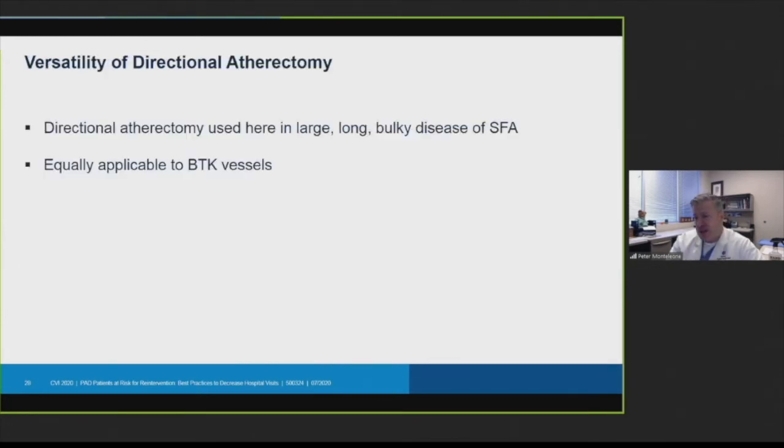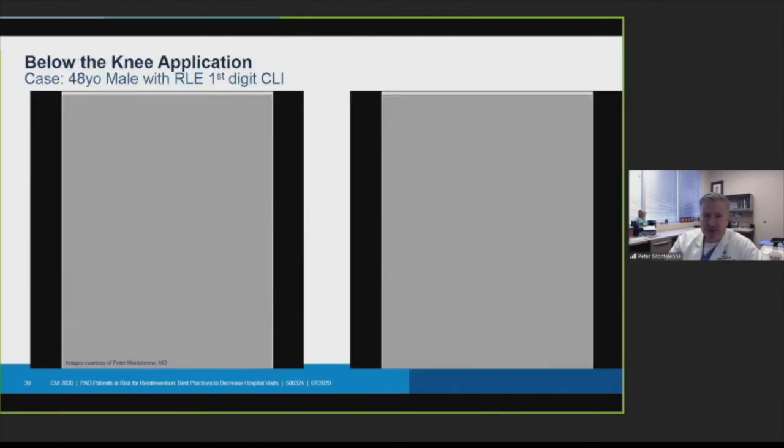Now, directional atherectomy is versatile. We just looked at a 28 millimeter SFA CTO, but directional atherectomy is equally applicable to below knee vessels. And briefly, this was a 48-year-old male who came in with right lower extremity first stage critical limb ischemia. And the angiosome being impacted was his anterior tibial. And as we can see, the peroneal and posterior tibial were patent. There's significant disease down distally within the AT.